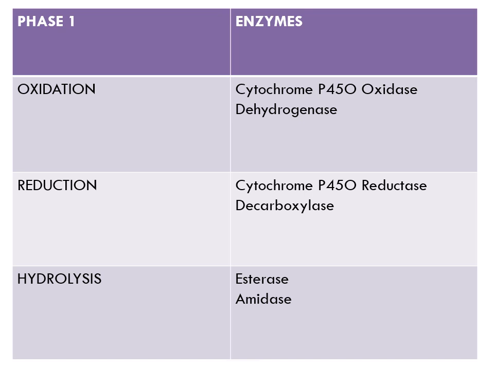These are the examples of phase one reaction. We have oxidation reaction. Oxidation reaction is a type of phase one reaction that makes use of the enzyme cytochrome P450 oxidase as well as the dehydrogenase enzyme. Another example is reduction. Reduction reaction makes use of the enzyme cytochrome P450 reductase and the decarboxylase enzyme. And then finally, we have the last type of phase one reaction called hydrolysis, which makes use of the enzymes esterases and amidases.